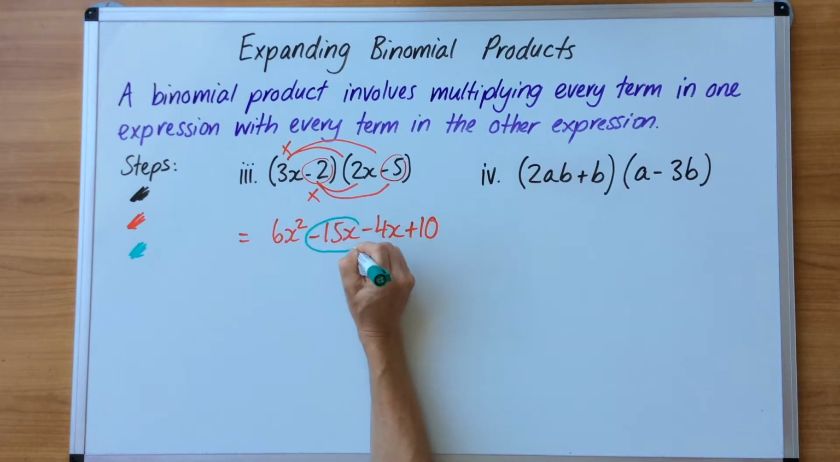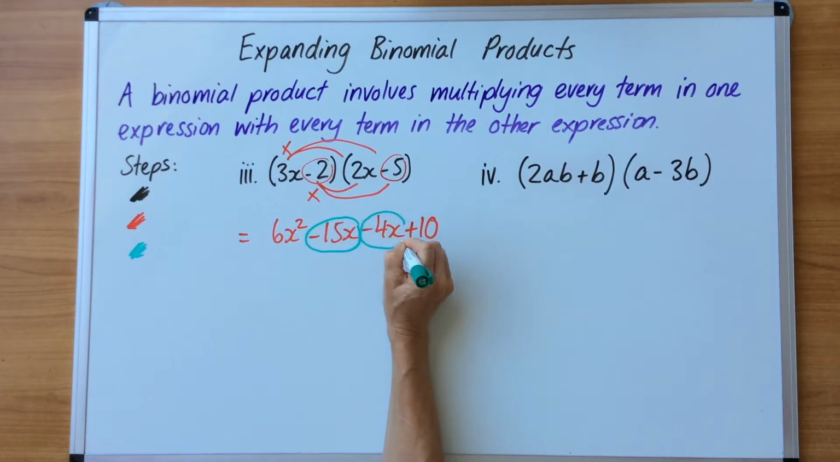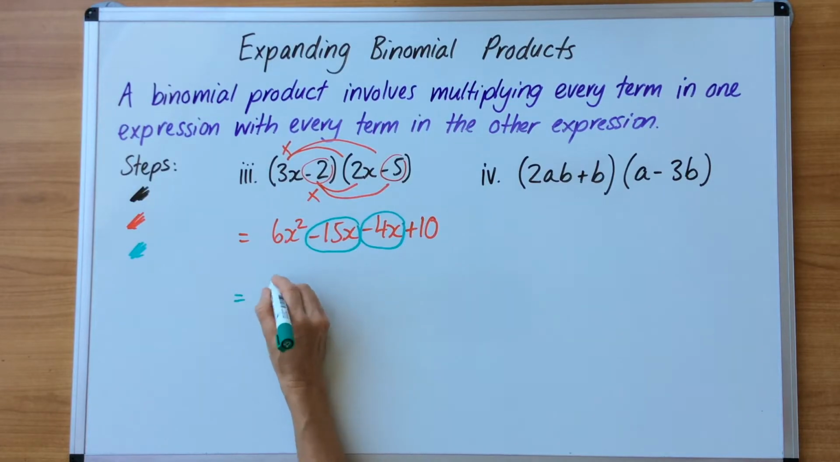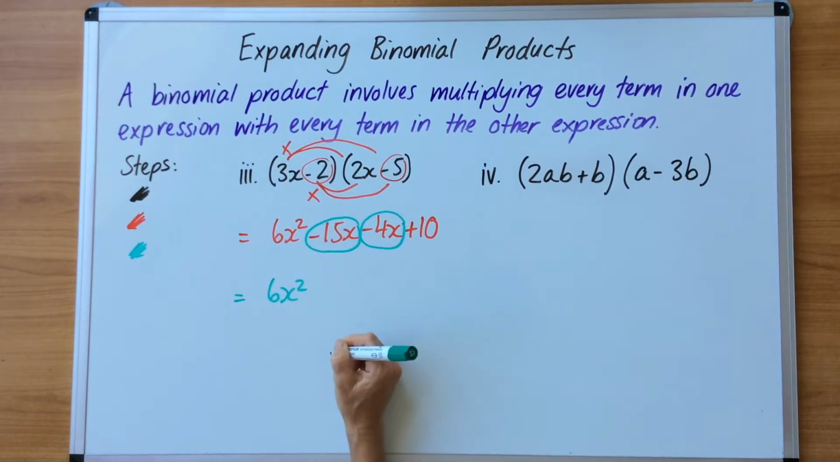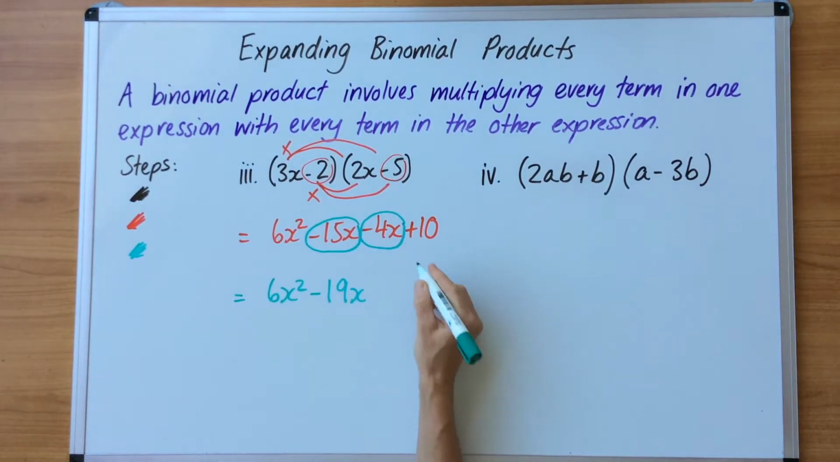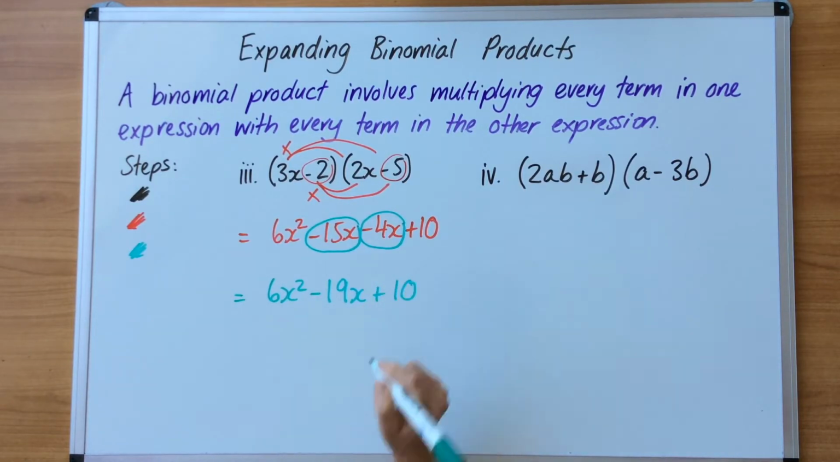The negative 15x is related to the negative 4x. 6x squared and 10 are not related and therefore do not get circled. We now go to the bottom and we solve. The 6x squared gets dropped down, nothing else happens to it. We now have to solve these like terms, so negative 15x minus 4x equals negative 19x, and then we simply drop down the positive 10 after.